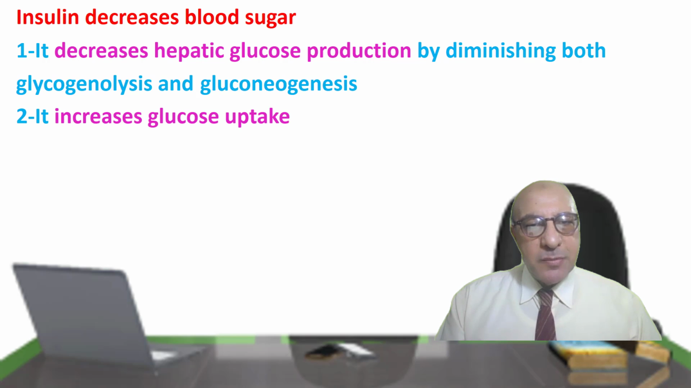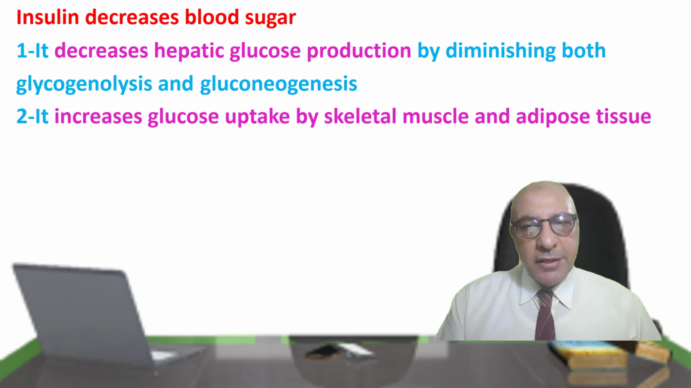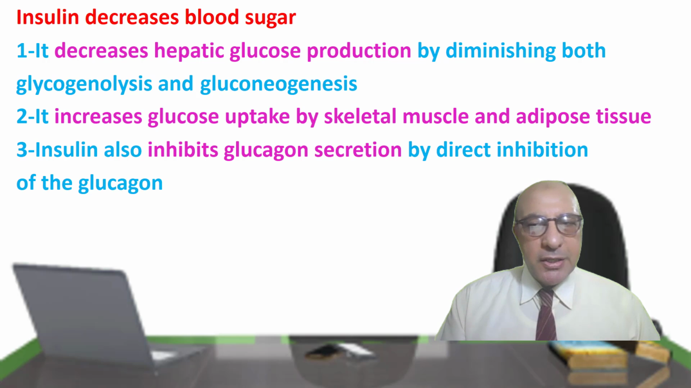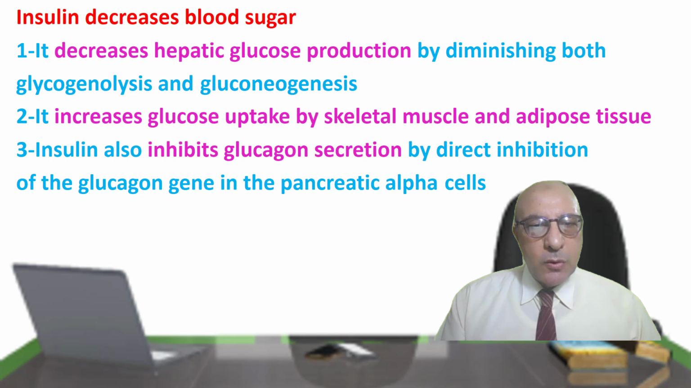The second mechanism is that it increases the glucose uptake by skeletal muscle and adipose tissue. The last mechanism is that insulin inhibits glucagon secretion by direct inhibition of the glucagon gene in the pancreatic alpha cells, resulting in a further decrease of the hepatic glucose production.